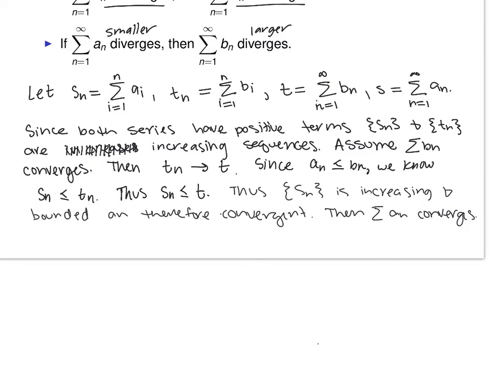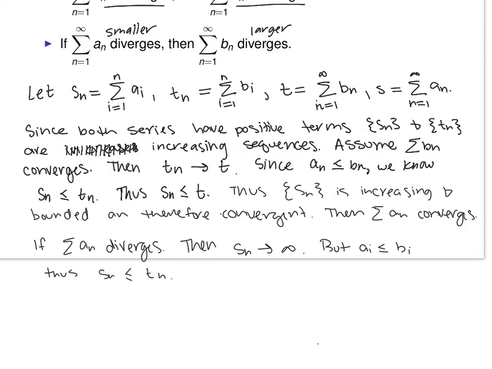Okay, next let's assume that an diverges. So suppose the sum of an diverges. Then we know that the partial sums Sn are going to go to infinity. But we also know that ai is less than or equal to bi for any i. And so thus your nth partial sum Sn is less than or equal to Tn. And if Sn goes to infinity, then Tn has to go to infinity as well. And therefore the sum of bn's diverges.